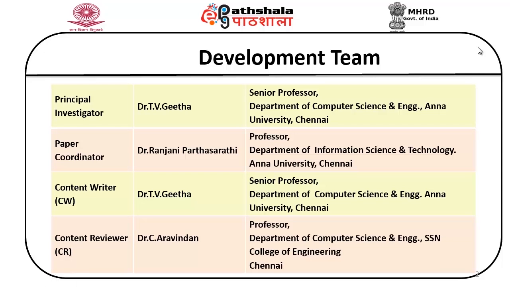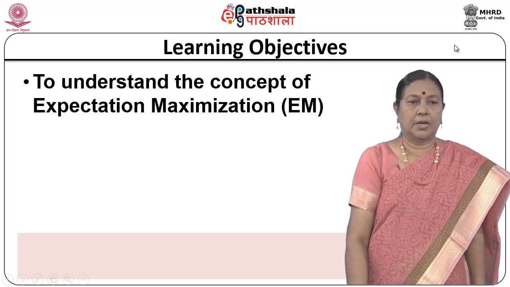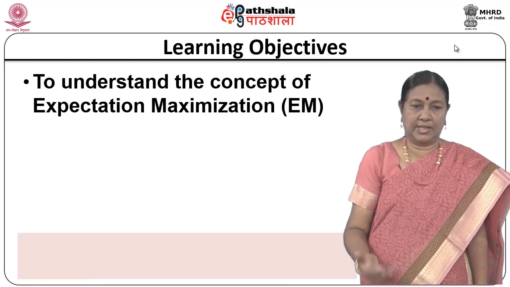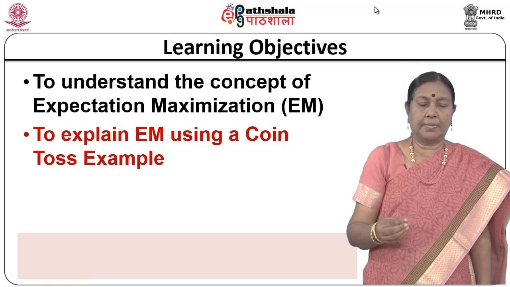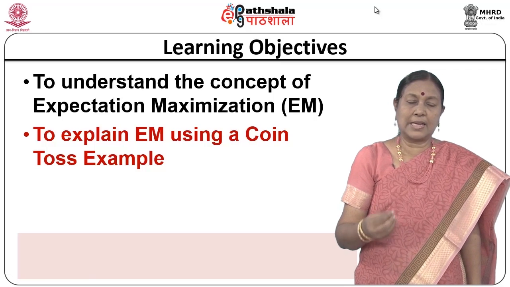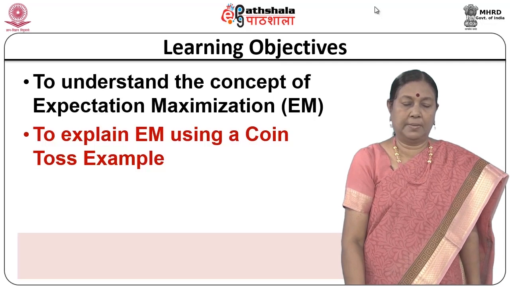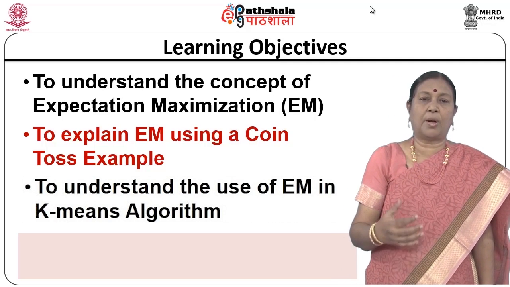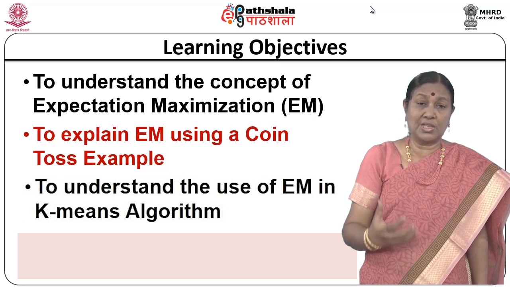Now, let us look at the learning objectives of this module. The learning objectives are to understand the concept of expectation maximization or the EM, then to explain this EM algorithm using a simple example, a coin toss example. This example will help you to understand the complete mechanism of EM, and then to understand the use of EM for a more complex problem, the k-means algorithm using Gaussian mixtures.